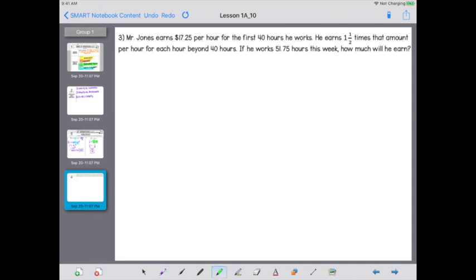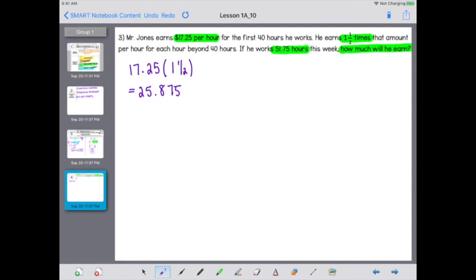Okay, so let's highlight important information. We have $17.25 per hour, 1.5 times more each hour beyond the 40 hours. He works 51.75 hours. You want to know how much will he earn. So the first thing we want to deal with is how much will he earn over the 40 hours. So 17.25 times 1.5. We're going to get 25.875.